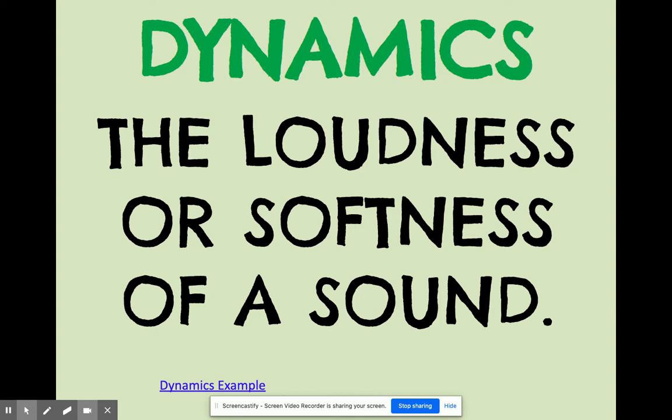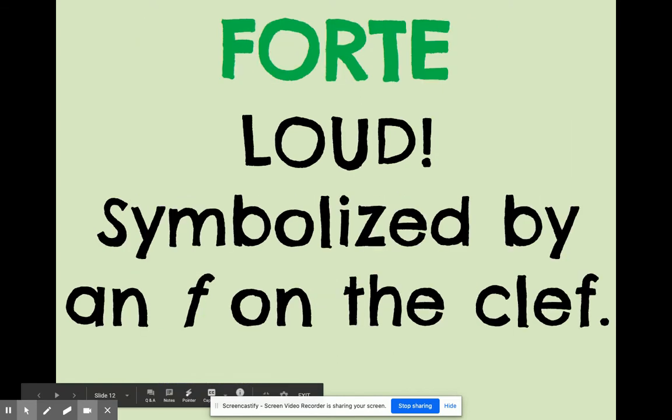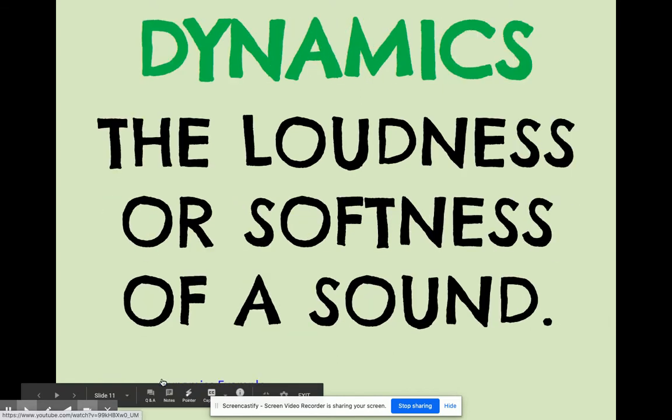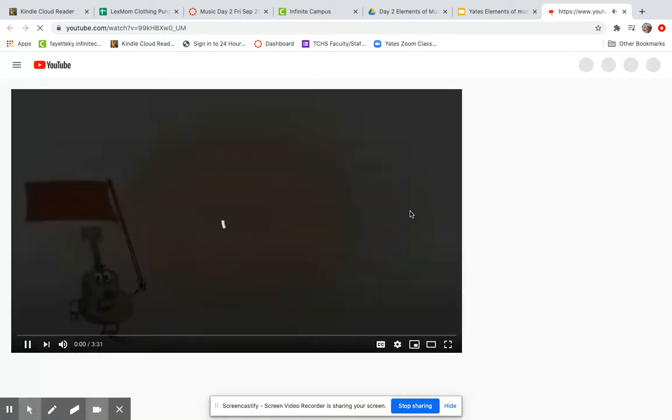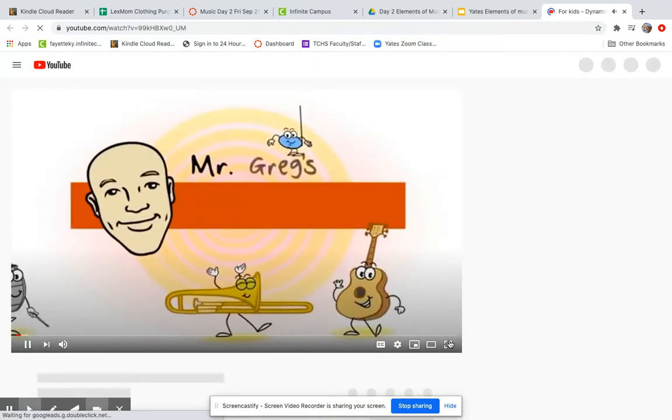So we need to be careful with this word because we're going to talk about it a lot in the upcoming units, but it means a different thing with music than it does with dance. So make sure you remember that right now we are talking about music. When we're talking about music, dynamics is the loudness or softness of a sound, meaning that dynamics is the volume. So we're going to watch this super elementary school video, but it does a good job of explaining dynamics.